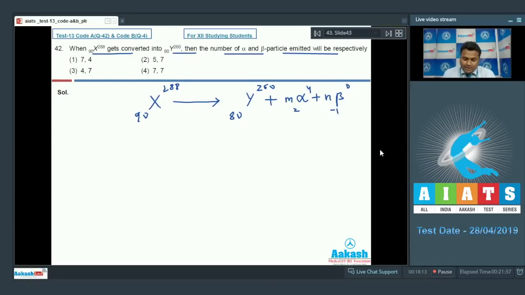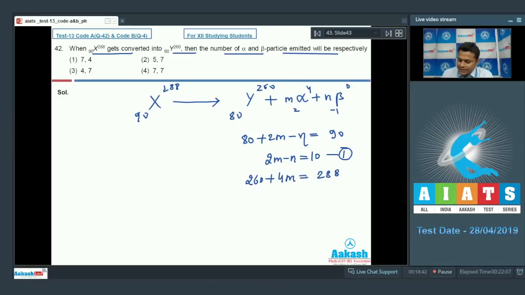So now we can write, atomic number must remain same, so 80 plus 2m minus n must be equal to 90, or 2m minus n equals 10. Equation number 1. We have to calculate m and n actually. Mass number must also remain same. Therefore 260 plus 4m must be equal to 288, or 4m equals 28. M we have got 7. So number of alpha particles we have got is 7.